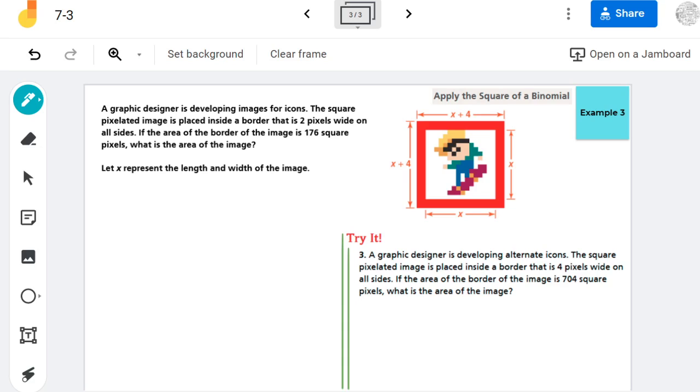In today's video, I'm covering example 3 from section 7-3 in the SavvasRealize Algebra 1 textbook. The goal of today's video is to apply the square of a binomial.